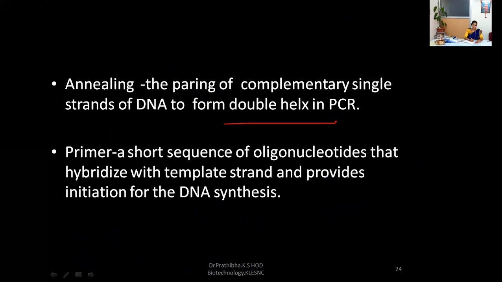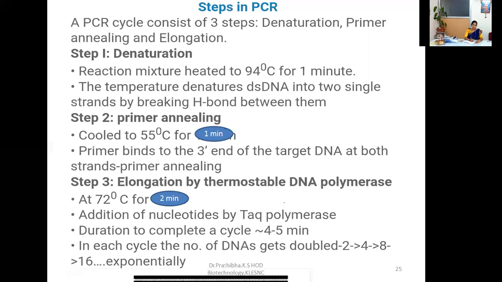What is a primer here? Primers are short sequences of oligonucleotides that hybridize with the template DNA strand and provide initiation for DNA synthesis. That is known as a primer. Okay, you can also mention here that primers are artificially synthesized single stranded DNA molecules.